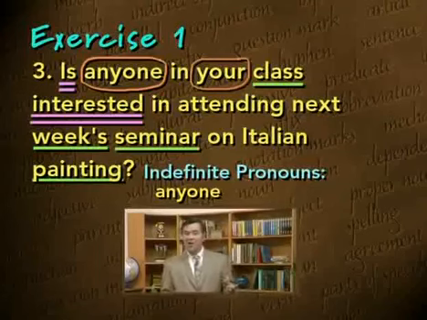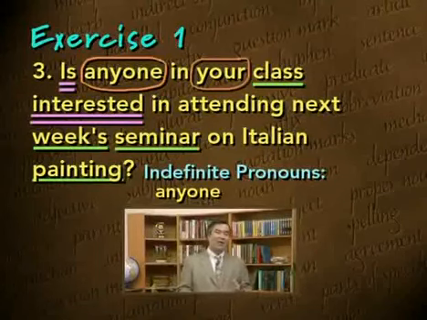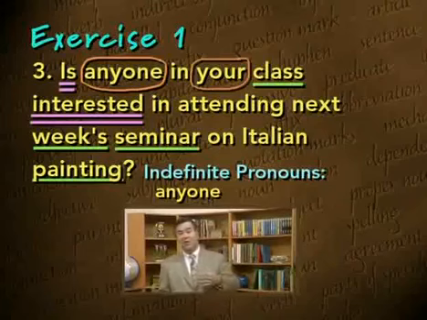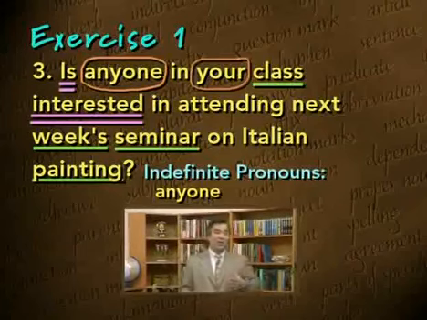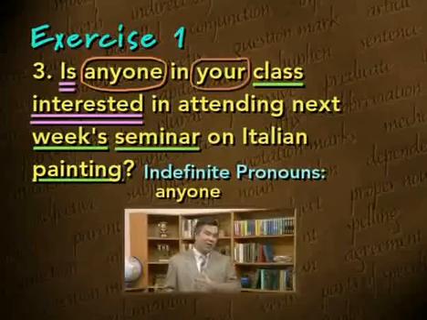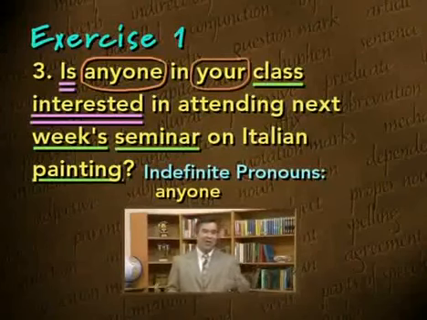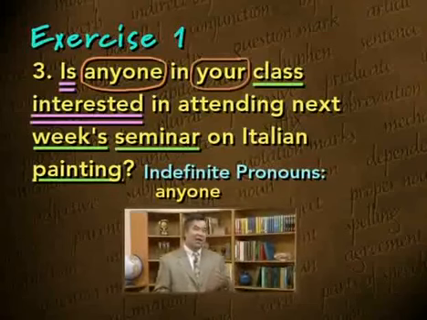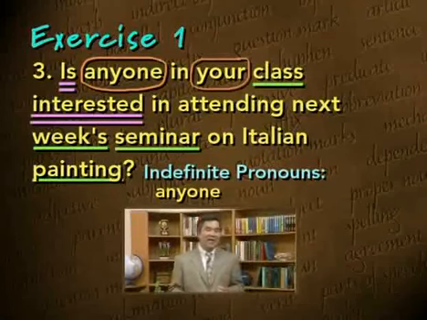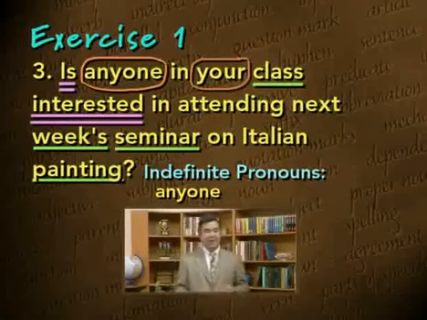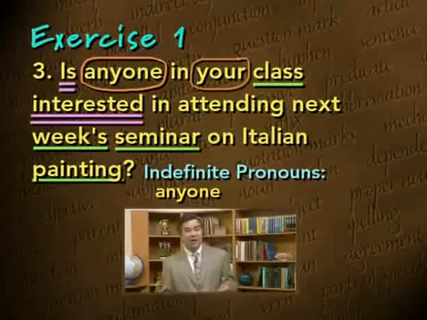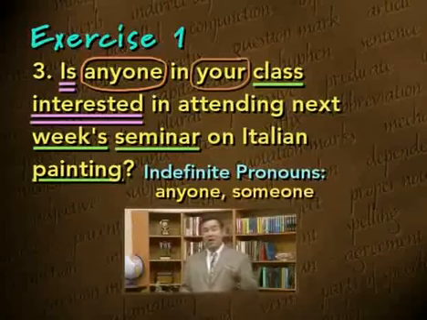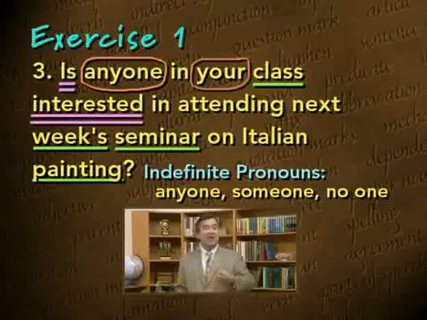Who or what is anyone? Well, we really don't know. The antecedent of the pronoun anyone is not definite. The person who is asking this question, the person who is stating this sentence, is referring to some unknown person in your class who might be interested in next week's seminar. Since the person is unknown, that person is referred to using an indefinite pronoun, anyone. Other examples of indefinite pronouns are someone and no one. All of these refer to people who are not specifically named, and that's why they're called indefinite pronouns.